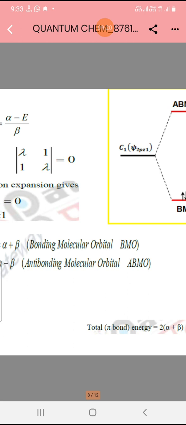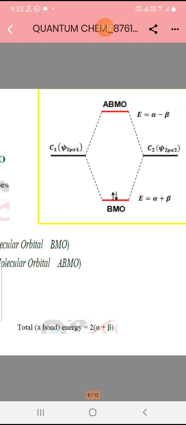So the number of molecular orbitals generated using the linear combination of atomic orbitals approximation is equal to the number of combining atomic orbitals. The bonding molecular orbital contains 2 pi electrons, having energy E equal to alpha plus beta. So the total pi energy of the ethylene system is 2 into alpha plus beta.